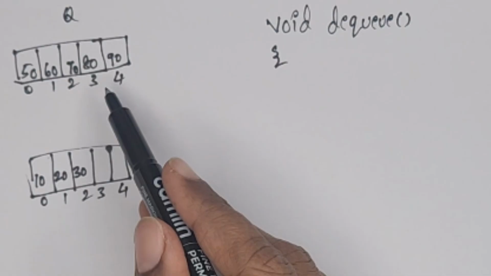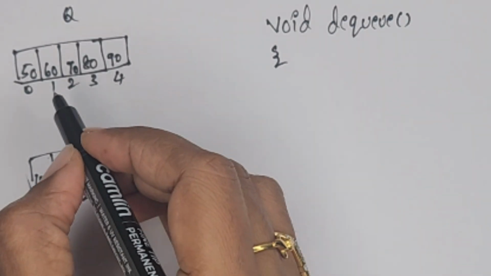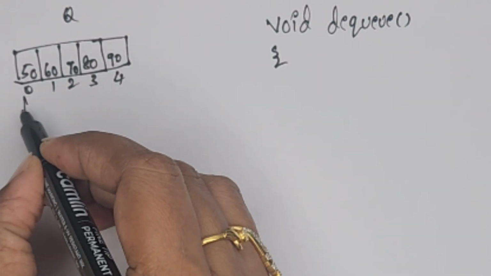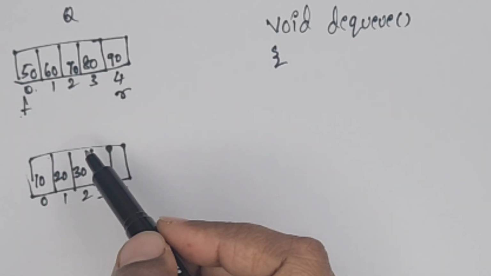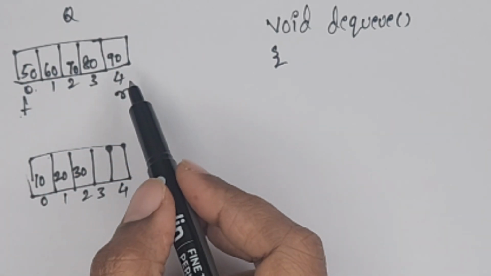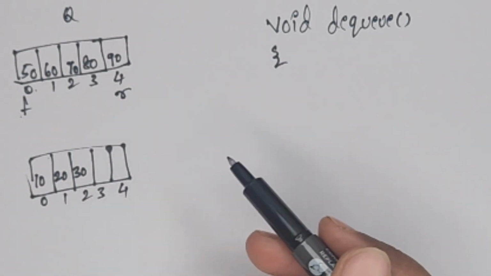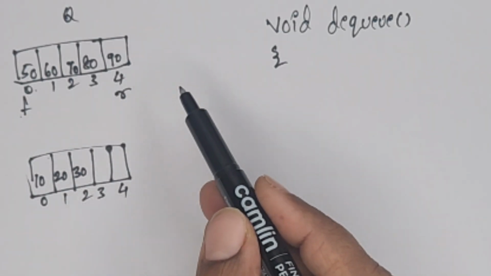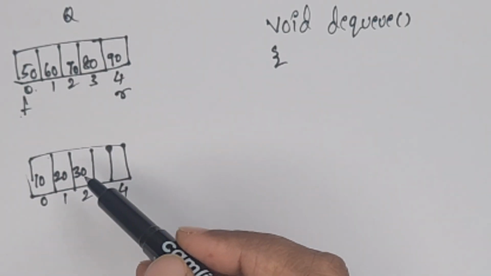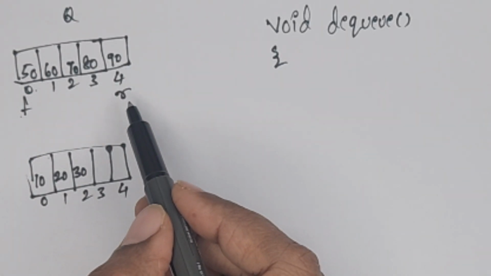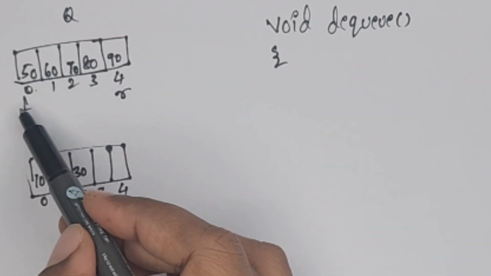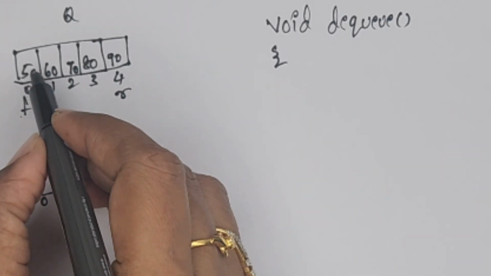Dequeue means delete an element from the queue. If these are the elements present in the queue, now front is 0 and rear is 4. So the queue is full. If it is full, not a problem, you can remove the element. If it is full, we cannot insert, but we can remove. Now, which element do we have to remove first? Always the first inserted one. The front element we have to remove first.